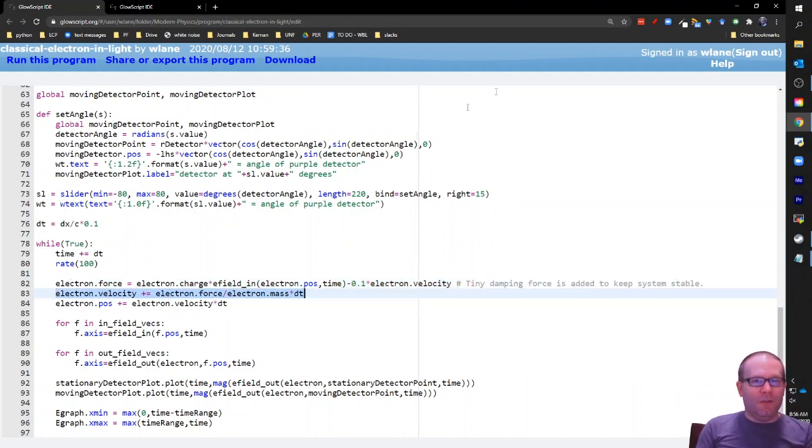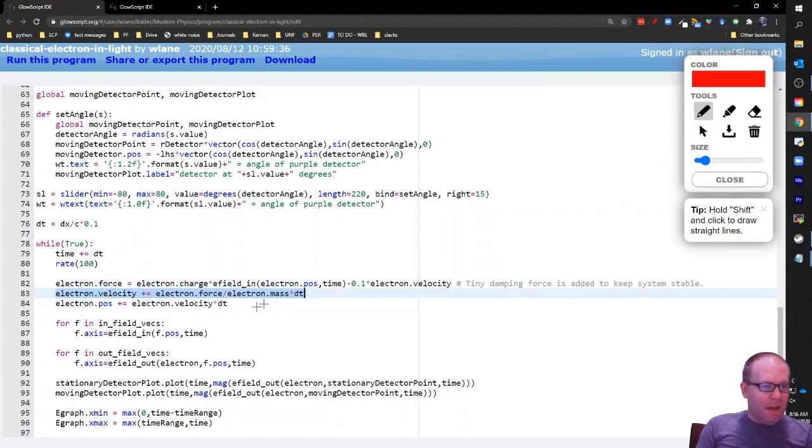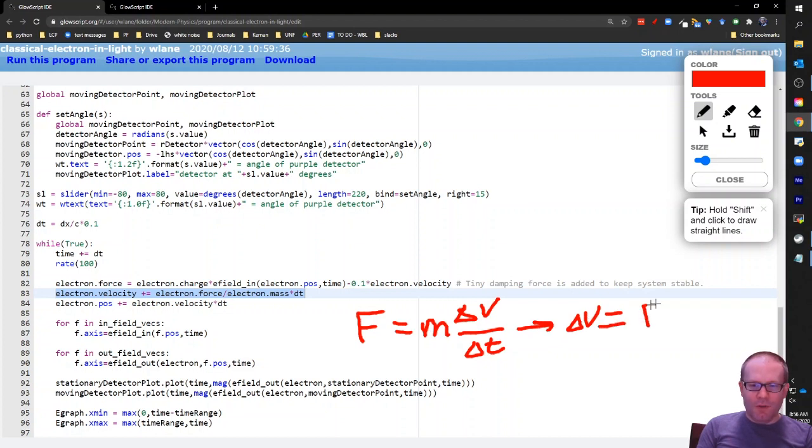Here we update the electron's velocity. The way you do that is basically by rearranging the force equation. So you've learned in Physics 1 that force equals mass times delta V over delta T. And so what we're doing to get this equation is we're rearranging it for delta V to be equal to the force divided by the mass times a small step forward in time. This delta T is how much time there is between frames in the animation. And so what we're doing is we're adding to the velocity this small change in velocity. And we do the same thing for the position. We add to the position the electron's velocity times dt.